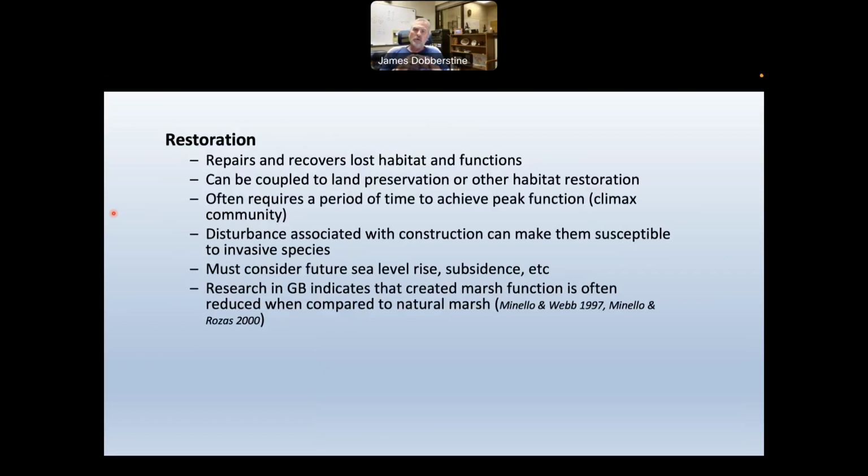Okay, so here again, we're talking about restoration. What we're doing is repairing and recovering lost habitat and functions. This can be coupled to land preservation or other habitat restoration, right? So if we're interested in wetlands, it's a coastal plant ecology course. So presumably if we're out there restoring wetlands, oftentimes you'll see this coupled to other restoration or preservation projects.